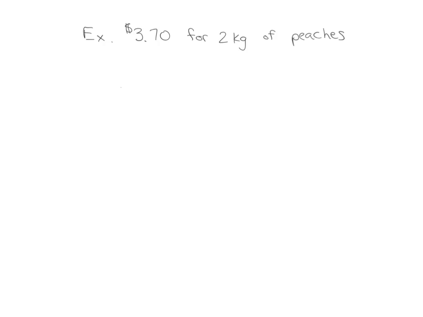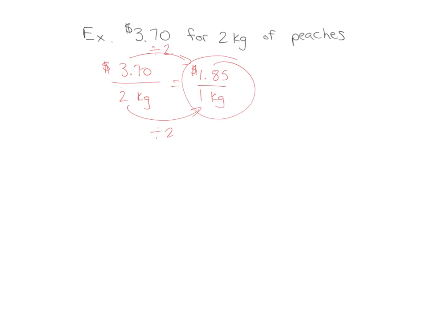So in this case, you can see that I've got $3.70 for 2 kilograms. If I want to figure out the unit rate here, it would be how much it would cost if I had 1 kilogram. So you can see in this case, I'm dividing by 2. So I need to divide $3.70 by 2. $1.80 would give me $3.60. So therefore, I would need $1.85 for 1 kilogram of peaches. So this would be the unit rate.